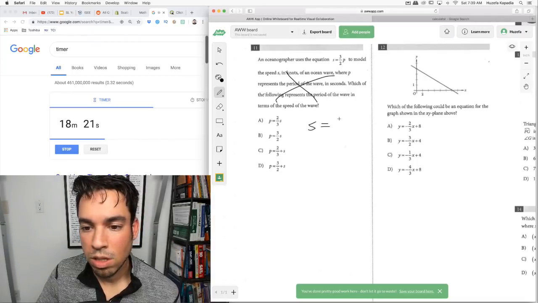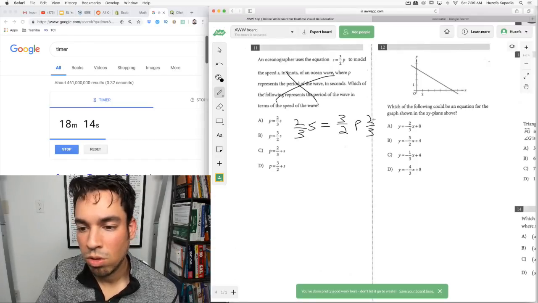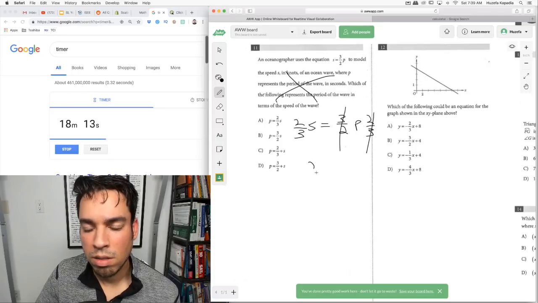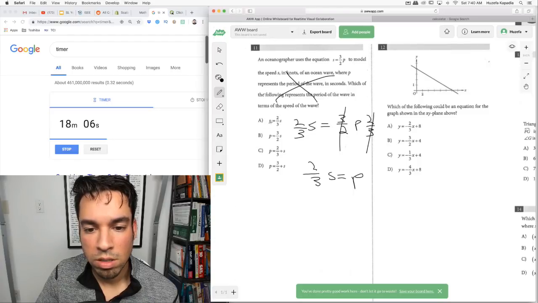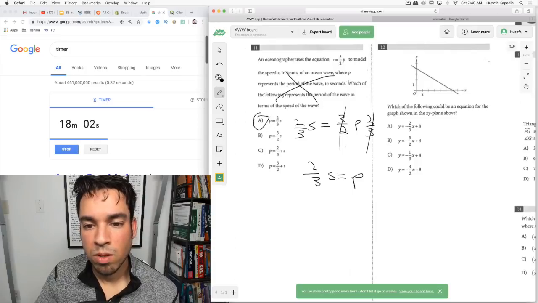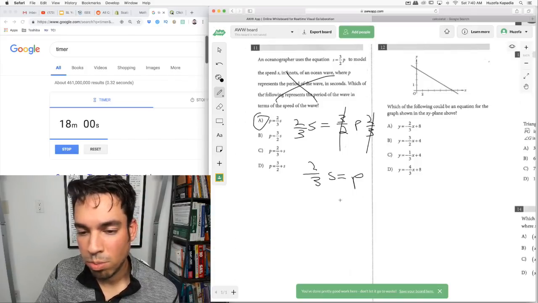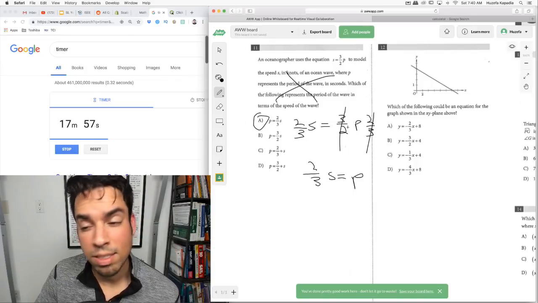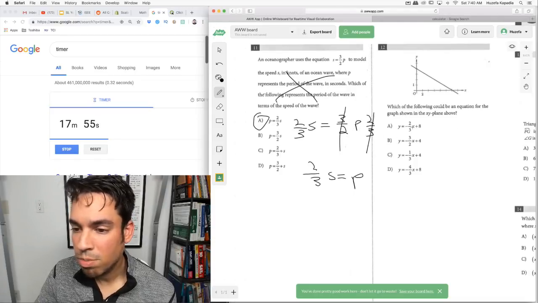S equals 3/2 P. Multiply both sides by 2/3. That's it. 2/3 S equals P. P equals 2/3 S. All this stuff, they try and confuse you, so be wary, especially if this is just isolating something, just do it.